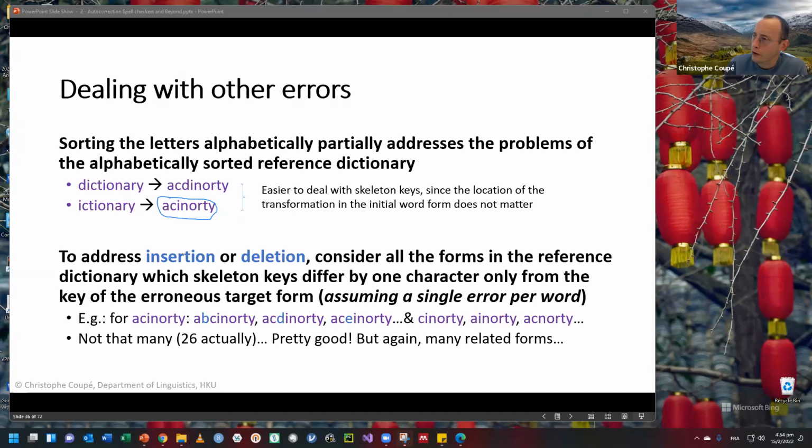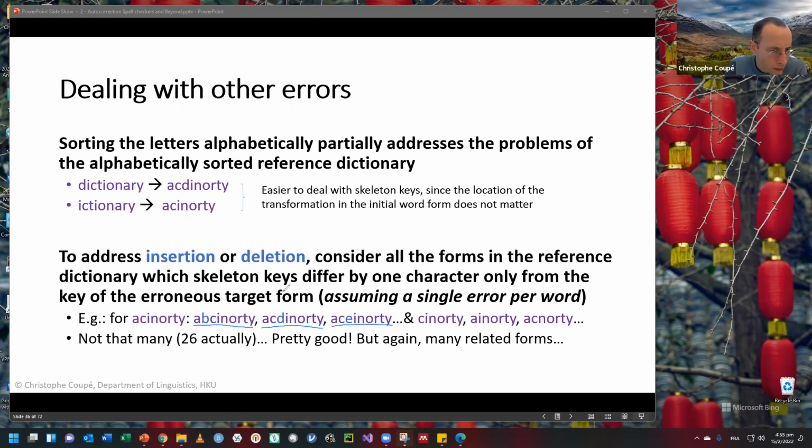Okay. Sorry. Yeah, I'll try to address this, but okay. So what you can do, because we assume most of the time when we make a performance error, we have one character difference. So what we can try is to consider all the forms which differ only by one character. So if we have this skeleton key, ACINORTY, if we want to assume that the letter that has been deleted by mistake is B, then we need to consider this skeleton key. If we consider that the letter which has been deleted by mistake is D, then we need to insert D, and there is only one way to do that. Only one skeleton key. If we think it's E, then we have this one.